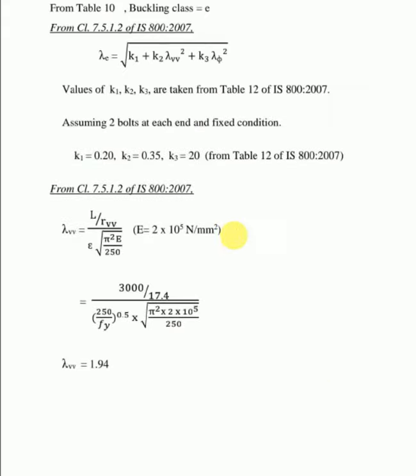Now we'll put the values here, K1, K2, K3. Then we'll find out lambda VV. So L we have 3000. RVV we got from the steel table. This epsilon will be (250 by Fy) to the power 0.5. Fy we have assumed as 250. Then this E is our 2 into 10 to the power 5. So putting all the values, we'll get the value of lambda VV as 1.94.